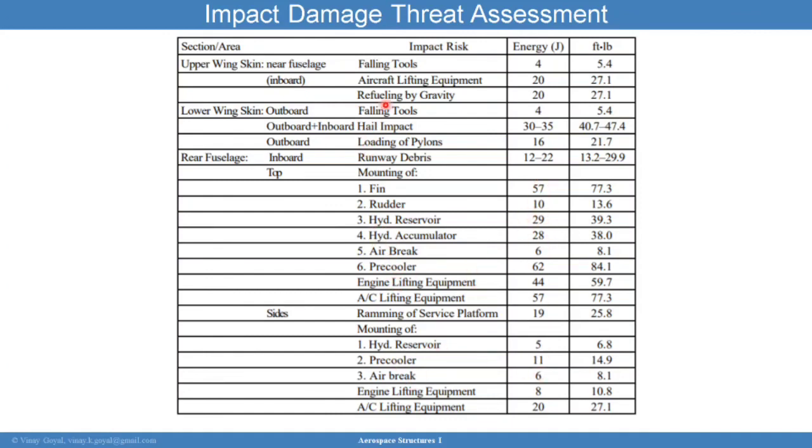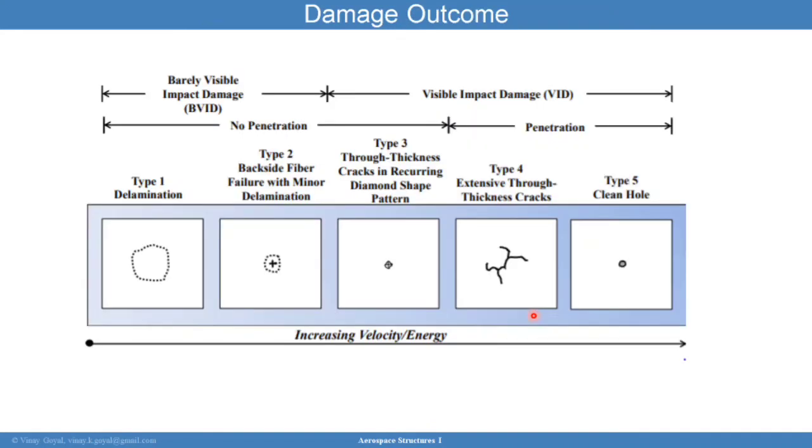All this is very useful because now you can take this data and size your structures, and it doesn't have to be composite, it can be metals, to try to account for these failure modes.